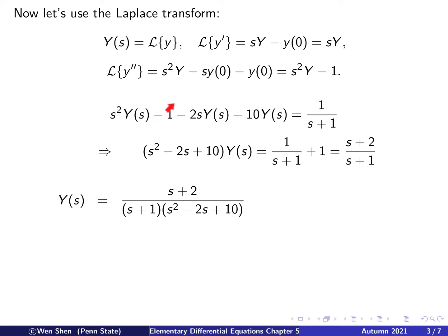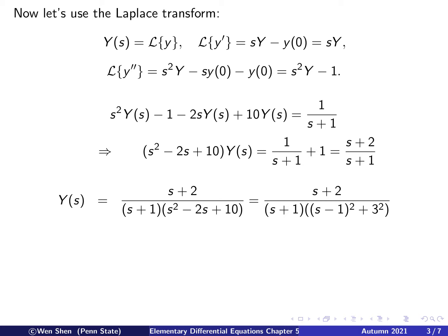Okay, one can move this term 1 to the right hand side, which is here. And then on the left hand side, one can take out capital Y as a common factor. And then I'll collect the terms as s squared here, 2s here, and 10 here. So it's just like the characteristic equation, okay? Changing the r into s here. Okay, and then the right hand side can be written into a fraction, so (s plus 2) over (s plus 1). Okay, and then we can divide both sides by this term and get an expression for Y(s), which is just (s plus 2) over (s plus 1) times this term.